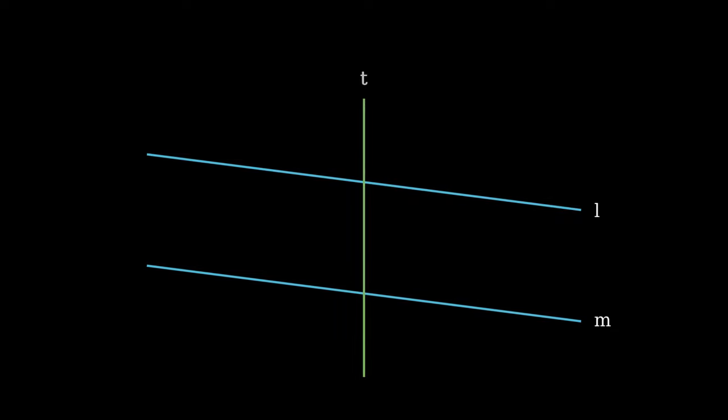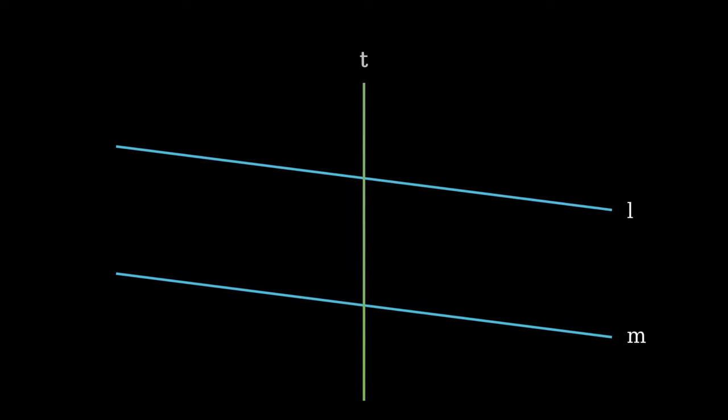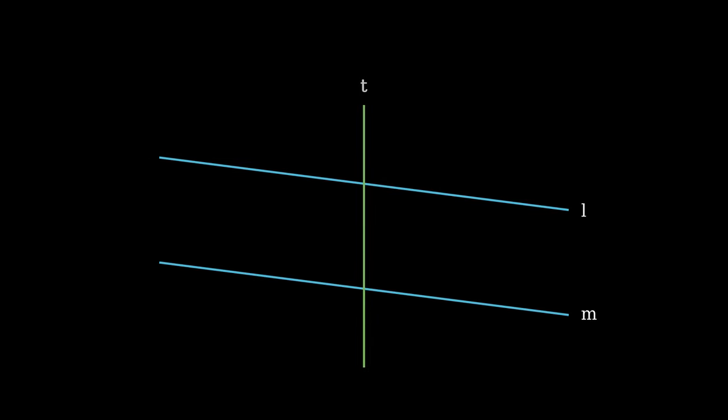Now, let's delve deeper into the types of angles formed when a transversal intersects two lines. Here, we have two lines labeled L and M, and a transversal, T. A transversal is a line that intersects two or more lines at different points. When a transversal crosses two parallel lines, several angles are formed.